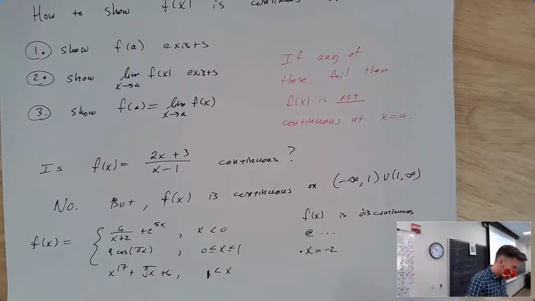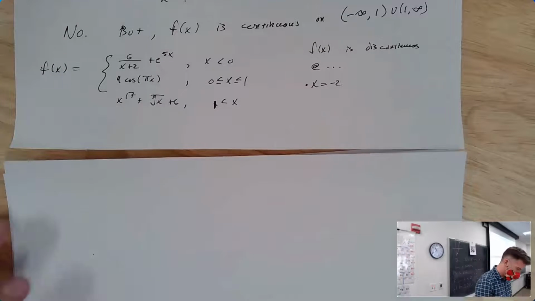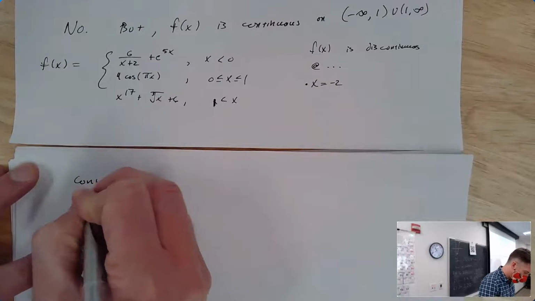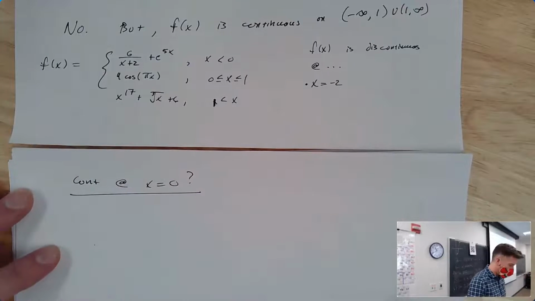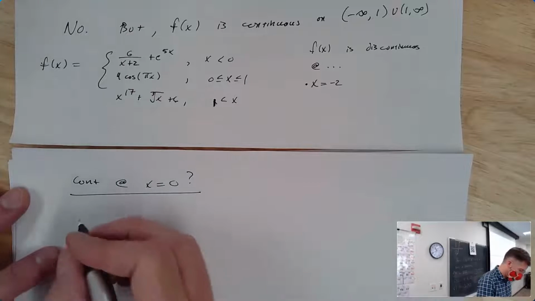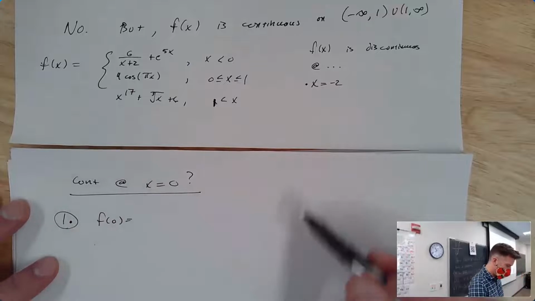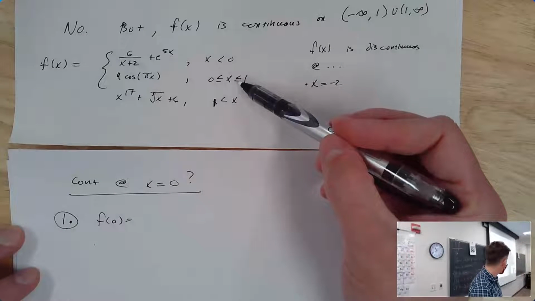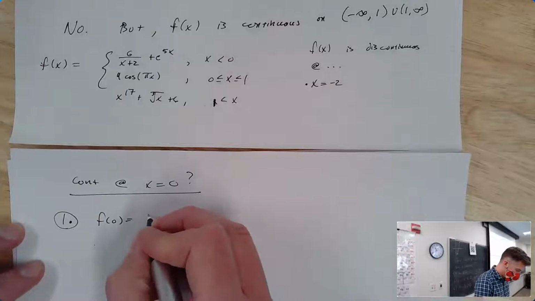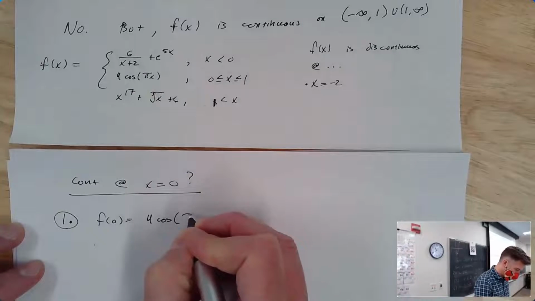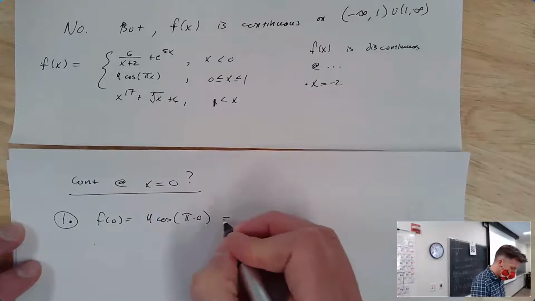All right. So we're going to ask, is this function continuous at x equal to 0? Well, I'm going to do the three things. I'm going to check f of 0. So f of 0, I'm going to pick the middle piece to use because that's where x is equal to 0. So f of 0 is going to be 4 times cosine of pi times 0. Cosine of 0 is 1. 4 times 1 is 4.